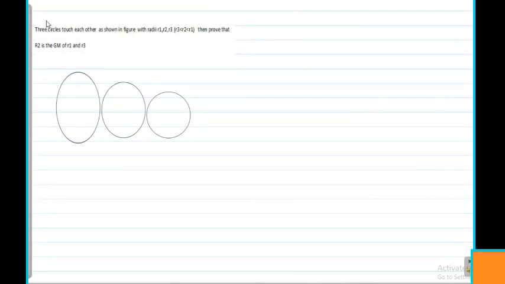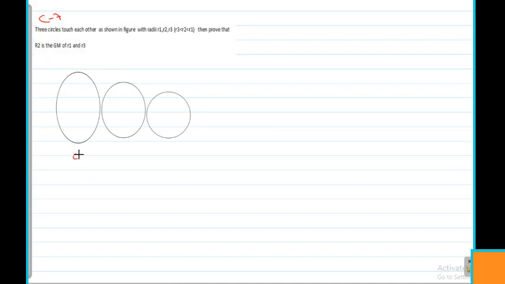Okay, students, this is our interesting problem. Problem number 7, you can write C7 here. Three circles touch each other as shown in the figure, with radii R1, R2, R3 (R3 less than R2 less than R1). Then prove that R2 is the geometric mean of R1 and R3.